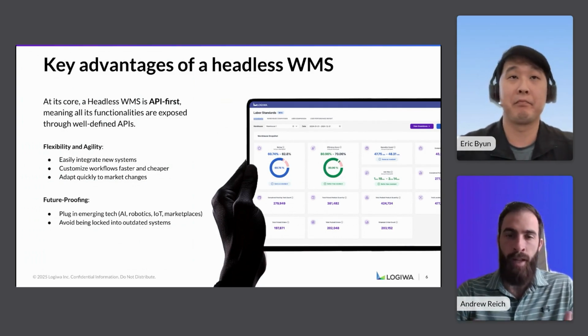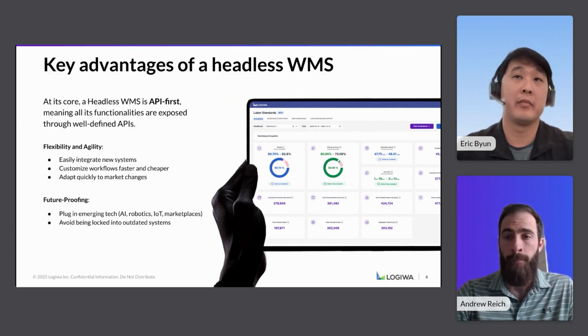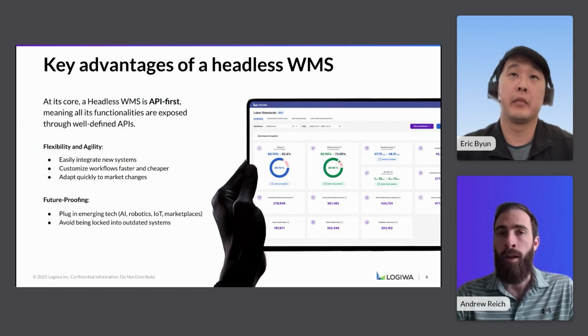Yeah, exactly. And this agility directly translates into future-proofing your supply chain. So think about it. The pace of innovation in logistics is accelerating. You have robotics, AI, the Internet of Things, and new marketplaces emerging constantly, but with systems that have a headless architecture, you're not locked into a system that might become obsolete. You can seamlessly plug into new technologies as they arrive, ensuring your operations remain cutting edge.